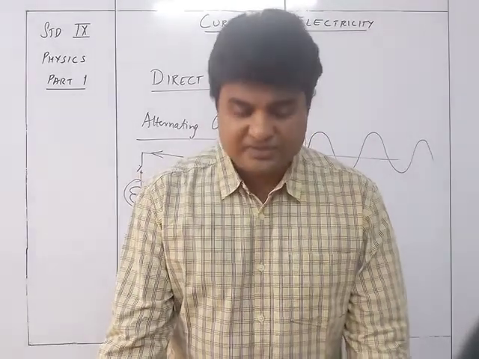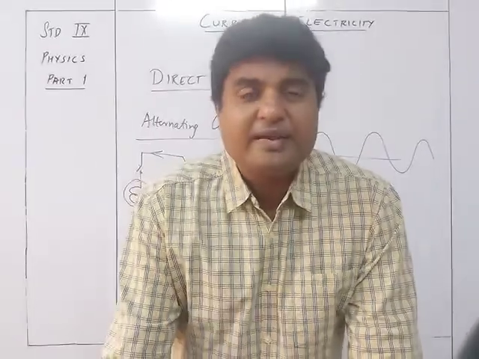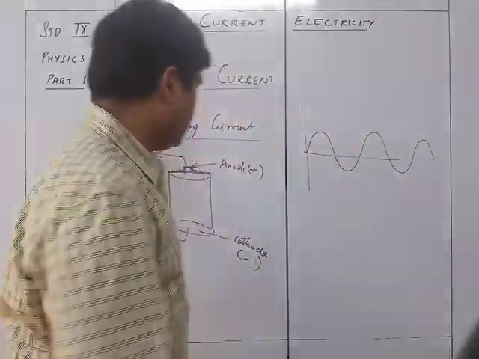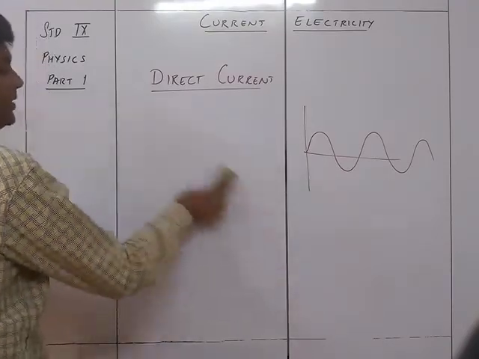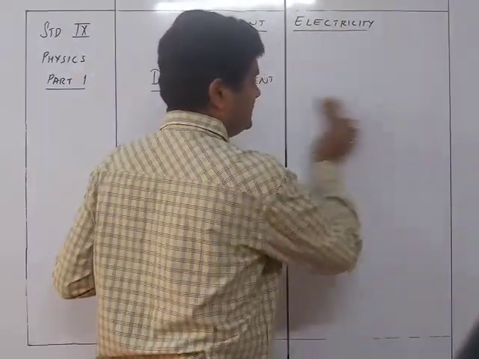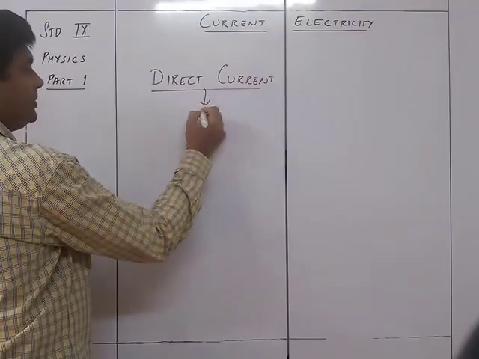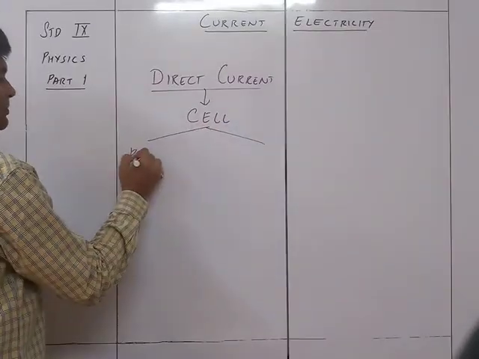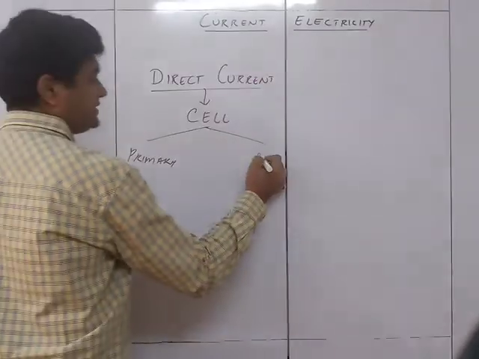The next is kinds of cells. The cells are of two kinds, primary cell and secondary cell. So the direct current is available to us from the cell, and the cell is of two kinds: primary, and the next is secondary.